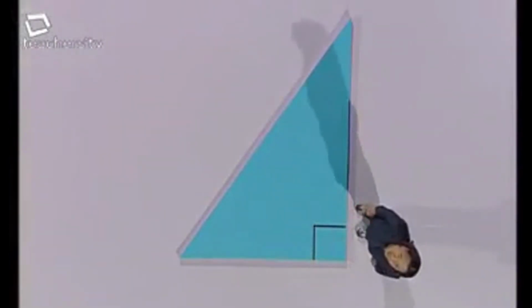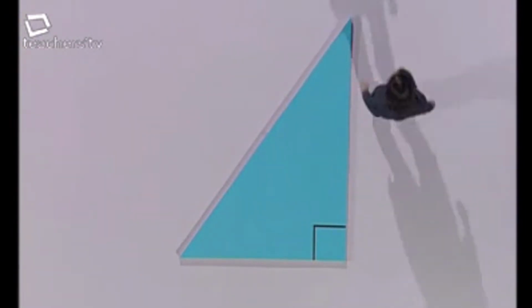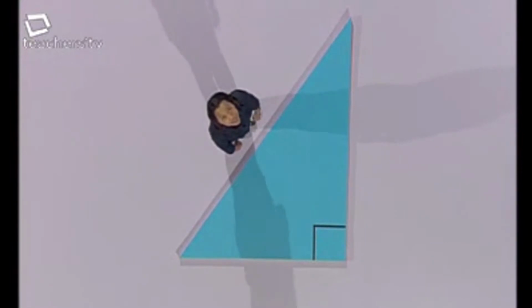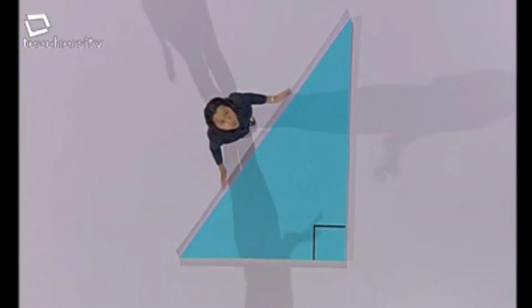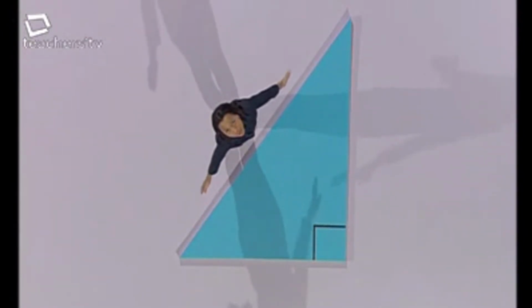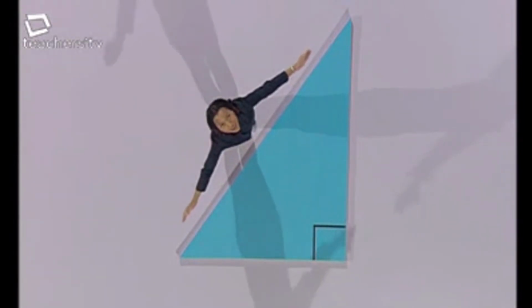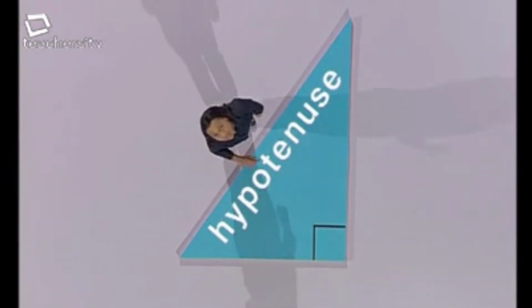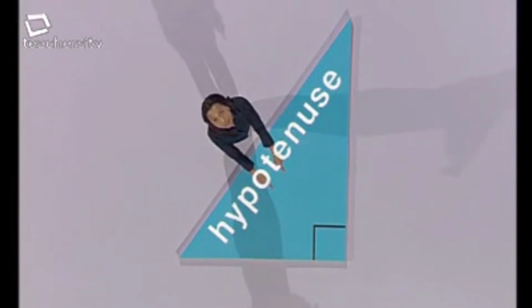This is a right-angled triangle, and it's called that because this angle here is exactly 90 degrees. Another feature of a right-angled triangle is that one side is always longer than the other two. This longest side is known as the hypotenuse, and it's easy to spot because it's always opposite the 90-degree angle.